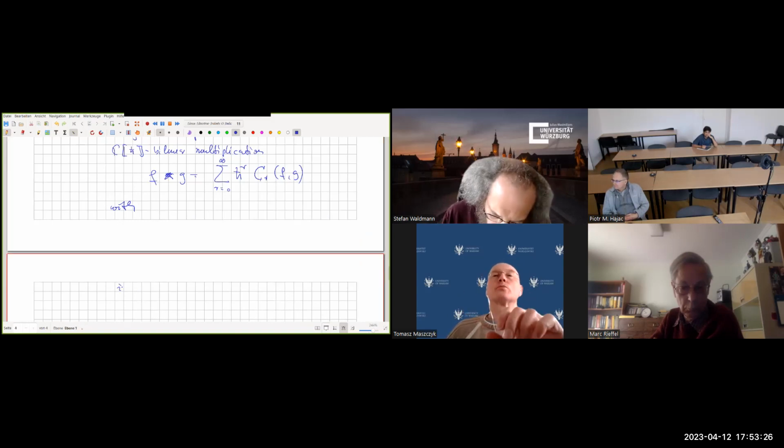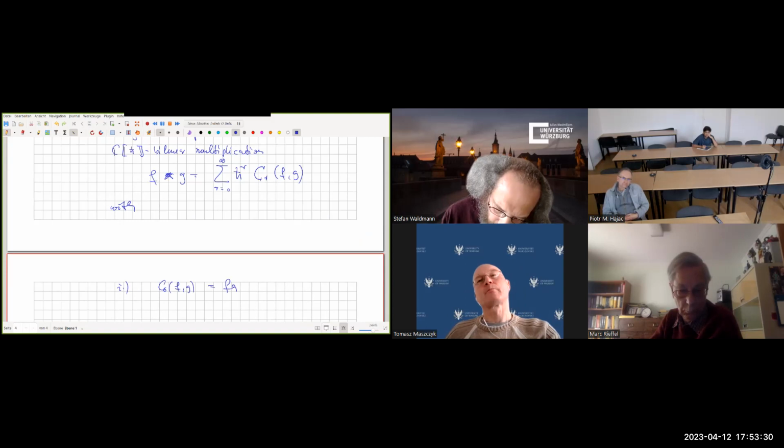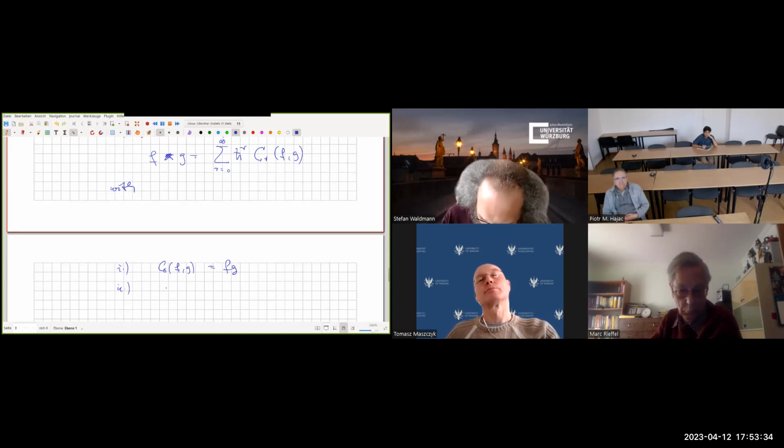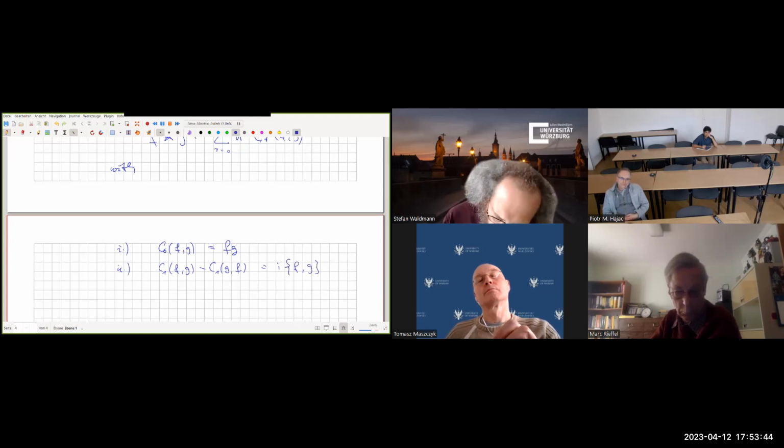So first of all, in lowest order of H bar, it should be just multiplication. In first order, the commutator, I should get the Poisson bracket, or i times the Poisson bracket. And then one can add that the constant function 1 should behave as unit.